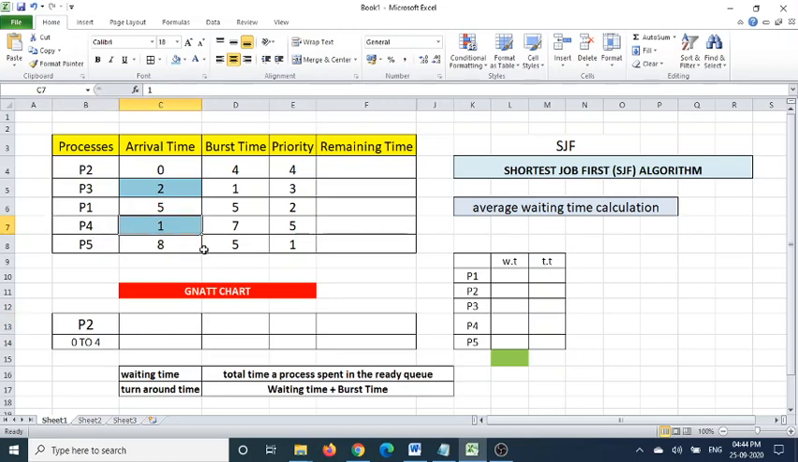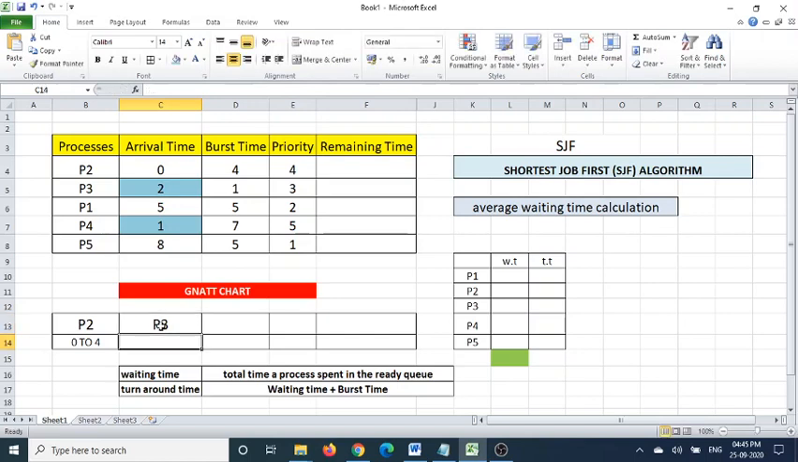Out of these 2 now available, we should select the one having the shortest burst time. At time unit 4, P3 is available, P4 is also available. So which one should I select? I should select the shortest job. Which is the shortest job? P3, because P3's burst time is 1. 1 is less than 7. So I'll select P3.